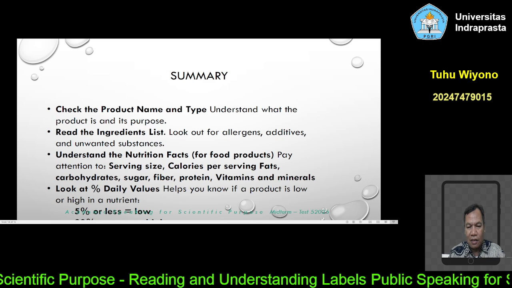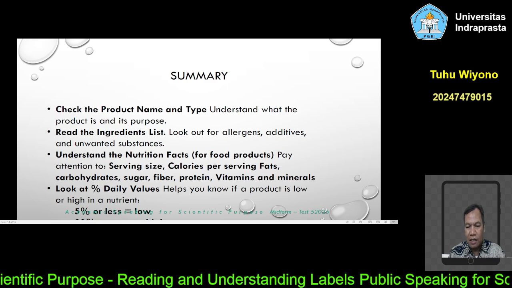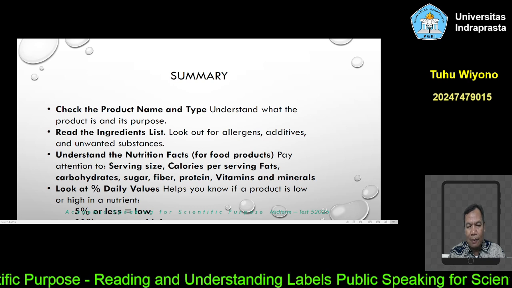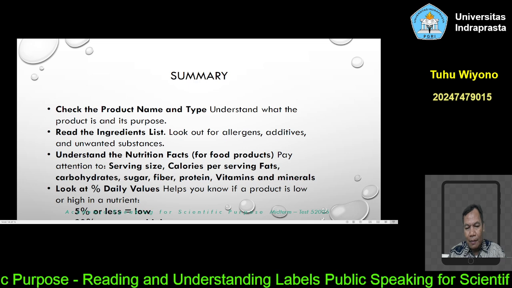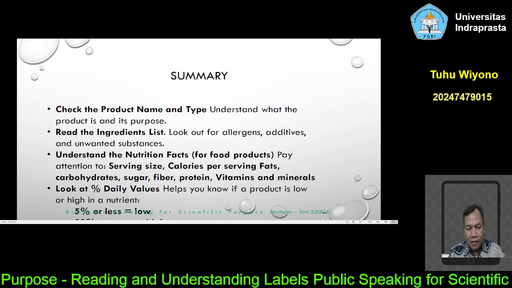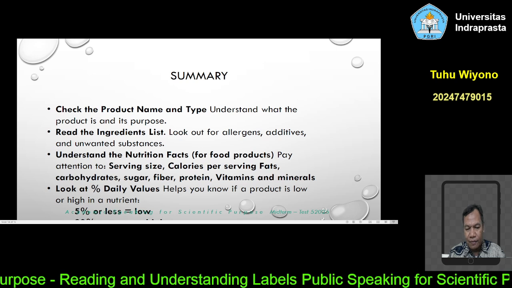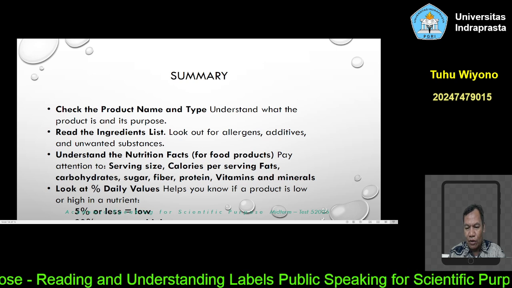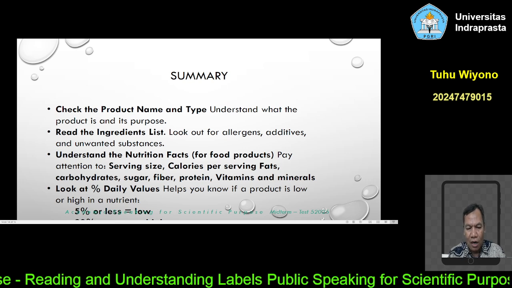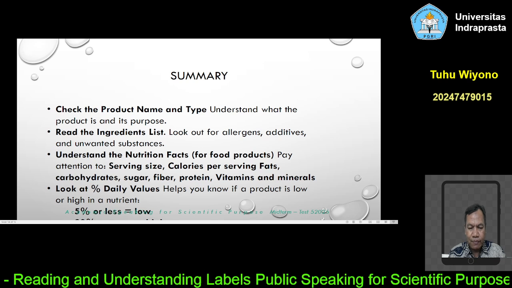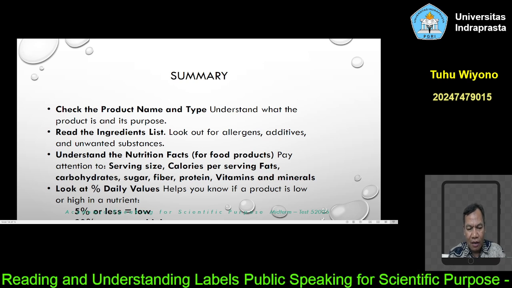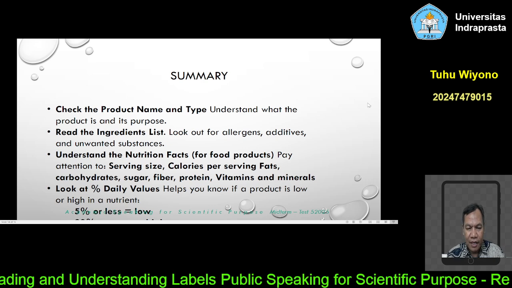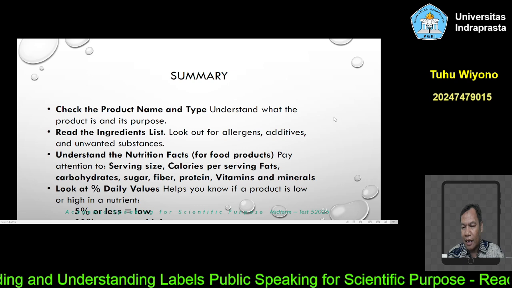carbohydrates, sugar, fiber, protein, vitamins, and minerals. Look at percent daily values. Percent daily values help you know if a product is low or high in a nutrient. 5% or less is low. More than 20% is high.